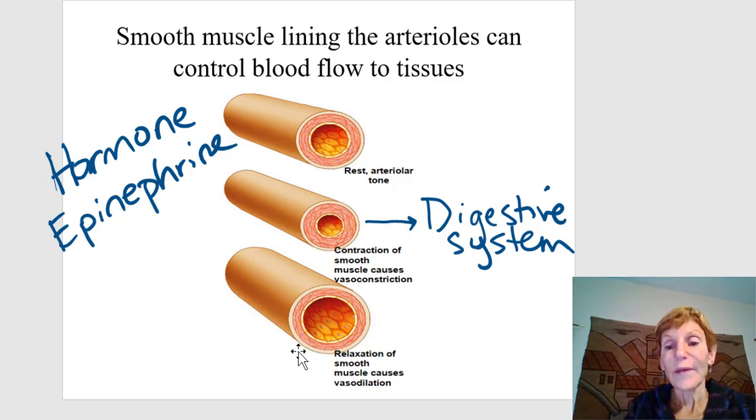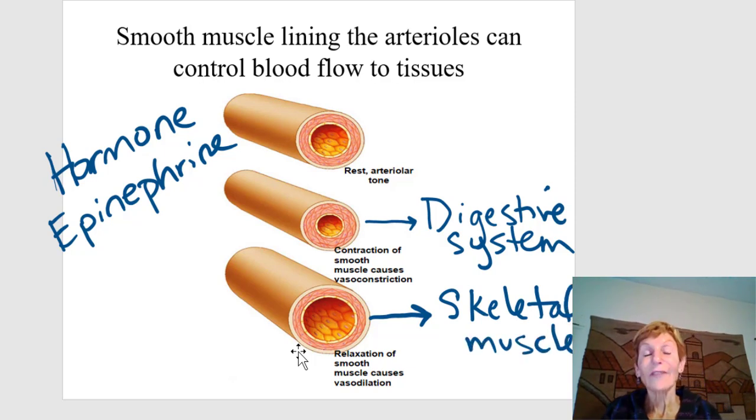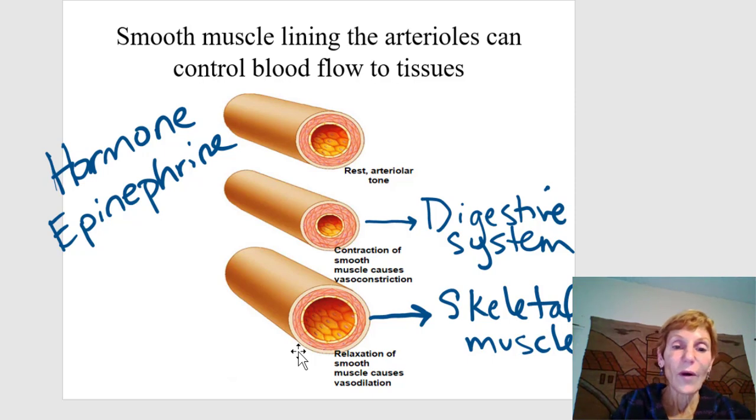On the other hand, epinephrine is going to be a vasodilator for the skeletal muscle. Okay, so it's not vasodilating skeletal muscle. It's vasodilating the arterioles that lead to the skeletal muscle, because your skeletal muscle needs a blood supply as well. And so it's going to allow for more blood flow going to the skeletal muscles and less blood flow going to the digestive system, which is exactly what you want when you want to get out of there. Okay, and so that's the one that I want you to know.